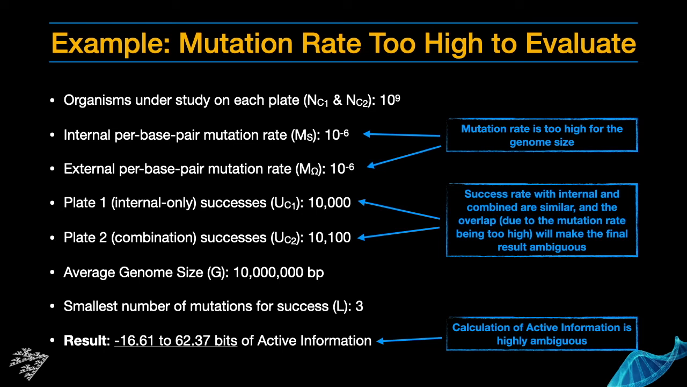Our external per base pair mutation rate is also 10 to the negative 6th, but we have a 10 million base pair genome, so it's going to be large enough that it's not going to bode well for our calculations. With internal only successes, we have 10,000. With combination successes, we have 10,100, but there's so many overlaps that the amount of active information is anywhere between negative 16.61 and positive 62.37. So anyway, it's basically a range that's too wide to tell us anything useful at all.